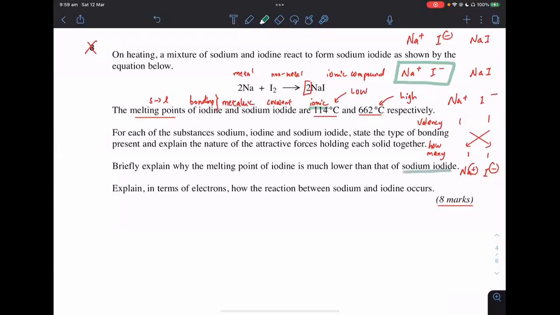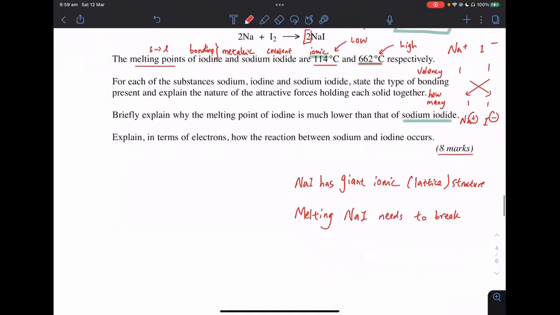Why is the melting point of sodium iodide very high? Well, because you have a giant ionic structure. So this is straight from the notes. Whenever you have ionic compounds, you will say the ionic compound has a giant ionic lattice structure. We are talking about melting, so straight from your notes as well. So what are we breaking? When we melt NaI, we require to break what?